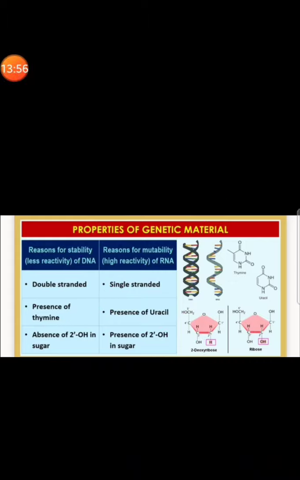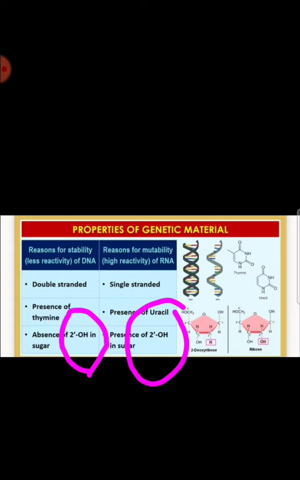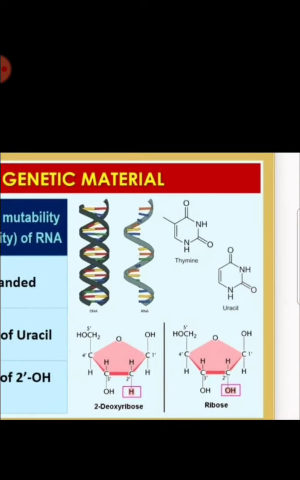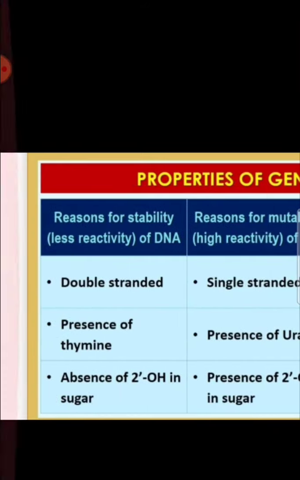the sugar. So as we have seen, deoxyribonucleic acid we call it because the DNA, which is deoxyribonucleic acid, it is not having this 2'-OH in the sugar molecule, but the RNA is having extra 2'-OH group in the sugar molecule, that you can see here.